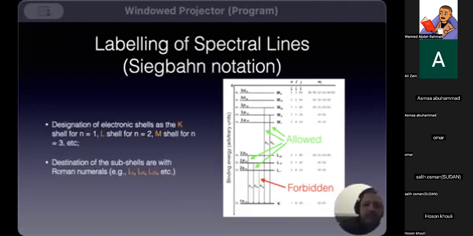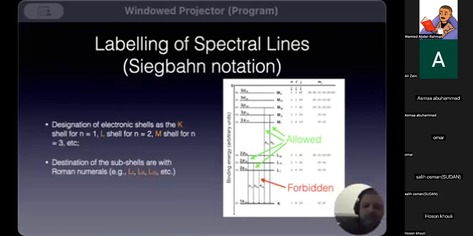So, labeling of spectral lines. This is the Siegbahn notation. Basically, the designation of electronic shells: for n equals 1, we use K; for n equals 2, we use L; and for n equals 3, we use M, and so on. I think you're all familiar with this.